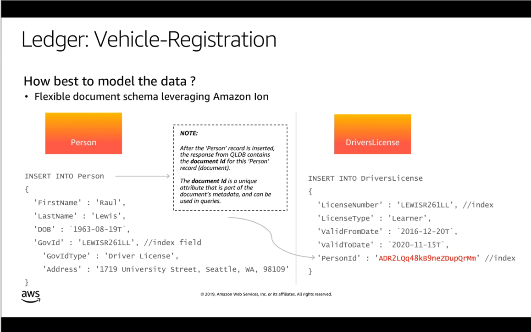So even though we have used the license number as an index for the driver's license table, theoretically you could use the person ID as an index field for queries as well. So using the document ID, which is part of the metadata of a particular document, as a foreign key is usually a good idea.